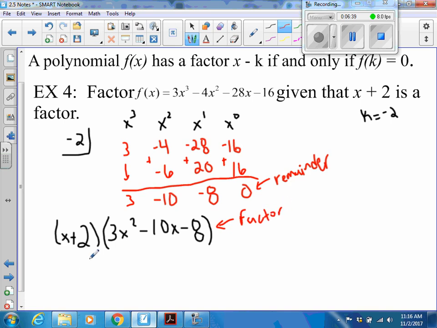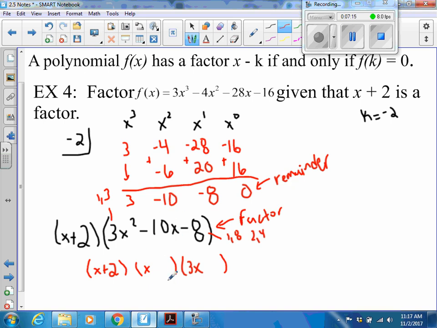So I bring down my x plus 2, because that is already a factor, and then I create 2 more sets of parentheses here. Now, when you factor this, just like we've done with quadratics, you want to find all the numbers that multiply to 3 and all the numbers that multiply to 8. So we have 1 and 8, and 2 and 4. So we definitely know we're going to have an x and a 3x. And then here, you're using either 1 and 8 or 2 and 4 so that you can add up to a negative 10x.